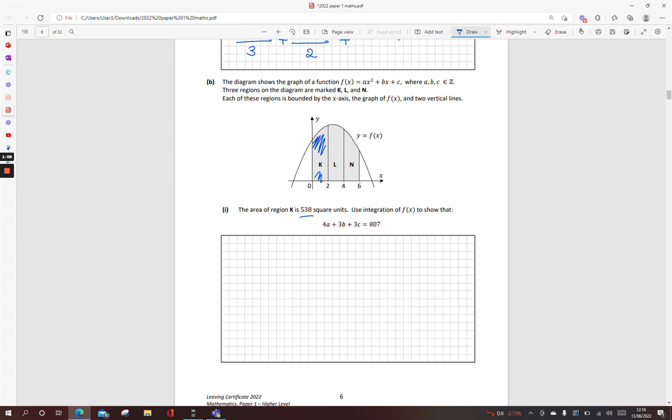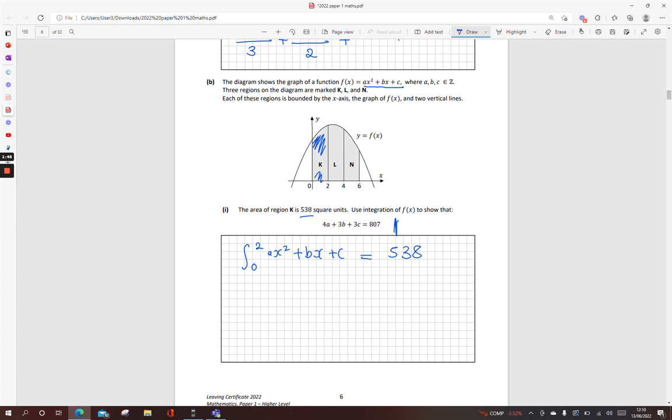So what we notice there is in region K it is bounded by the limits 0 and 2. So if we integrate this function, ax squared plus bx plus c between 0 and 2, the answer is 538. So remember, integration tells you precisely the area under a curve. You might have seen the trapezoidal rule. It's an approximate value, whereas integration gives you the exact answer. Now we're a long way off trying to get this, but we'll fiddle about and see how we get on.